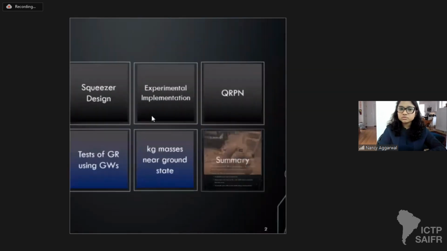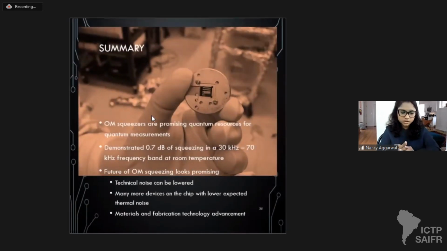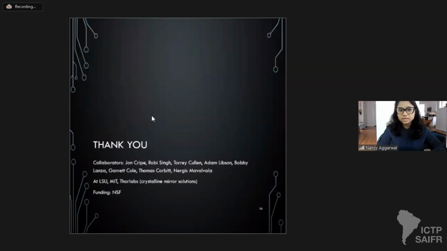So just to summarize, I talked about optomechanical squeezing, and there are promising quantum resources for quantum measurements in the future. We've demonstrated some room temperature optomechanical squeezing. We know what noises there are, and there are a lot of devices on the chip to actually make improvements on this.